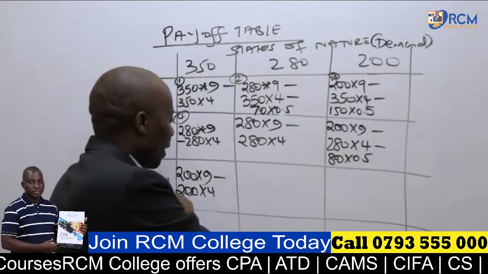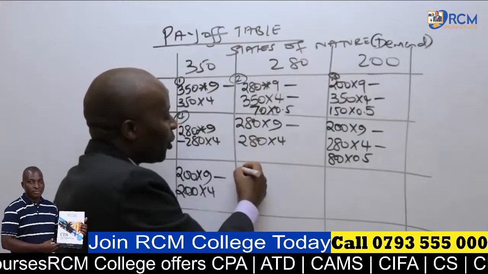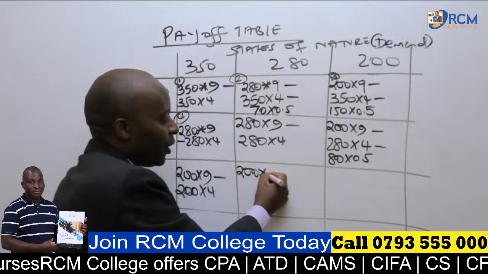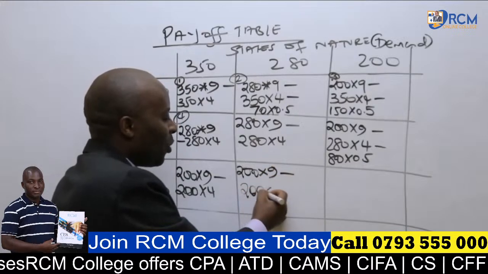Now here, it is 200, ladies and gentlemen, units which have been produced, but demand is higher. So again, we sell whatever small we have. 200 times 9 to get revenue minus cost. Cost of supply will be 200 times 4.